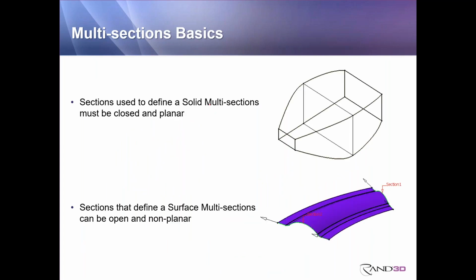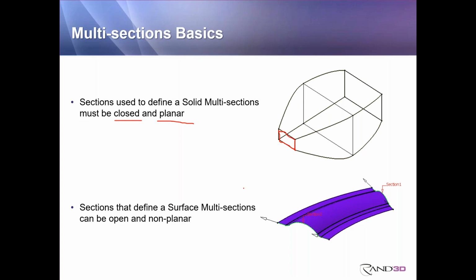Now, with the multi-section basics, you just need to create those sections and then select them in the order that you want to connect them together. And if you're going to create a solid, you have to have a closed section. So again, I've got a closed rectangle here to define section number 1. And it also has to be planar. If it doesn't meet that requirement, you can't use it as a section to build a solid.